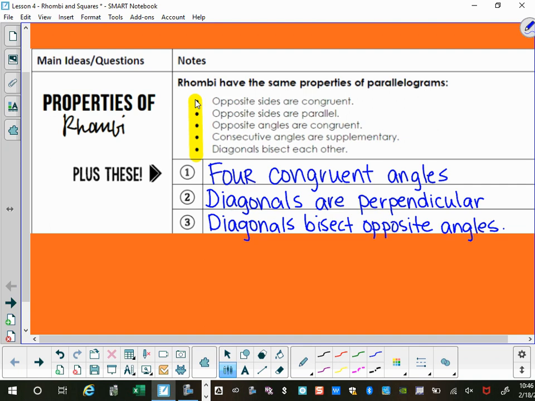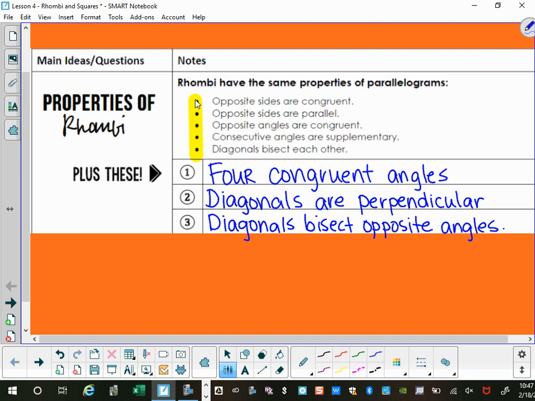Alright, because there's so many properties, this is why I told you guys make sure you're doing your homework so you can use your packets on your test. Because there's so many properties, it makes your life so much easier if all you have to do is read the directions, figure out what shape we have, and then look at the properties.